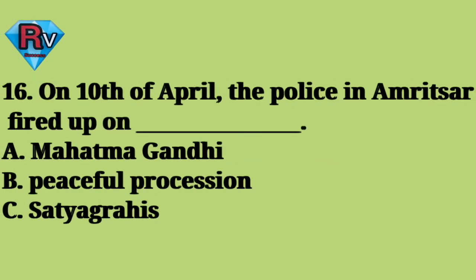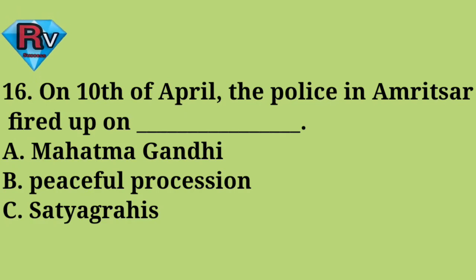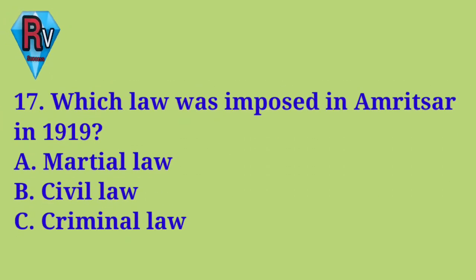Next, on 10th of April, the police in Amritsar fired upon a dash. A. Gandhiji. B. Peaceful procession. C. Satyagrahis. The answer is peaceful procession. Next, which law was imposed in Amritsar in 1919? A. Martial law. B. Civil law. C. Criminal law. The answer is martial law.